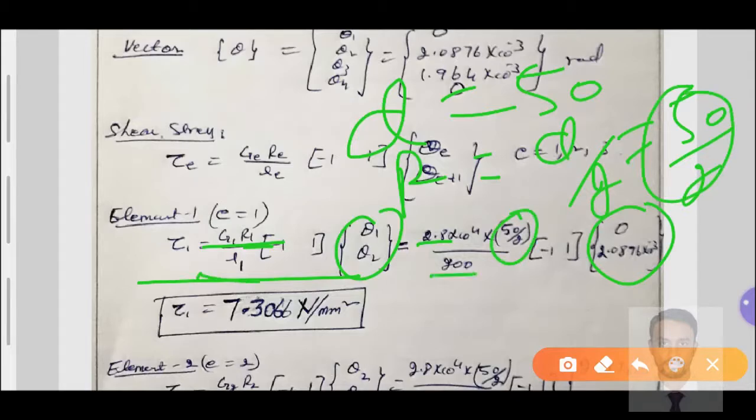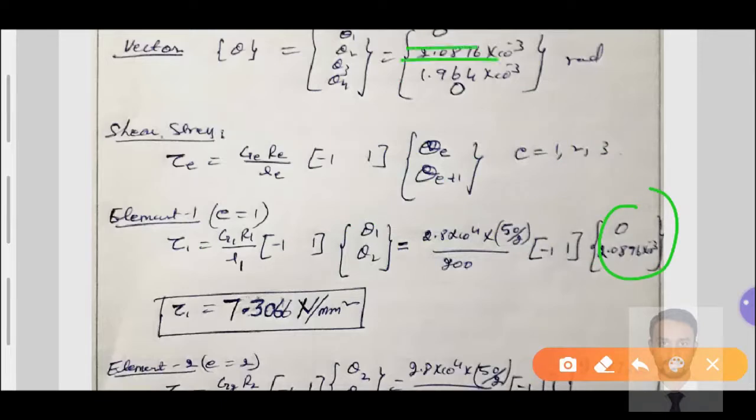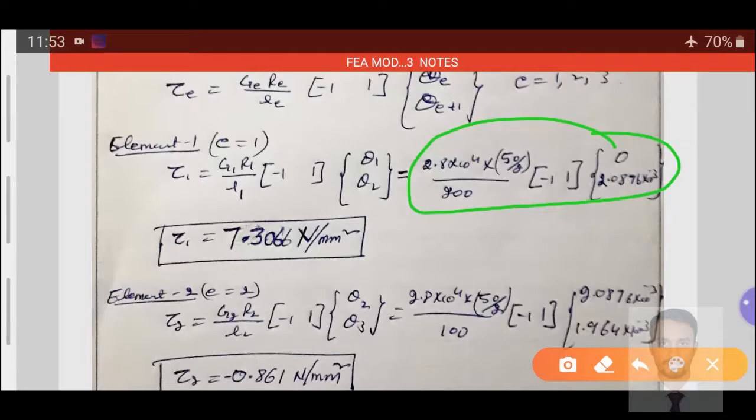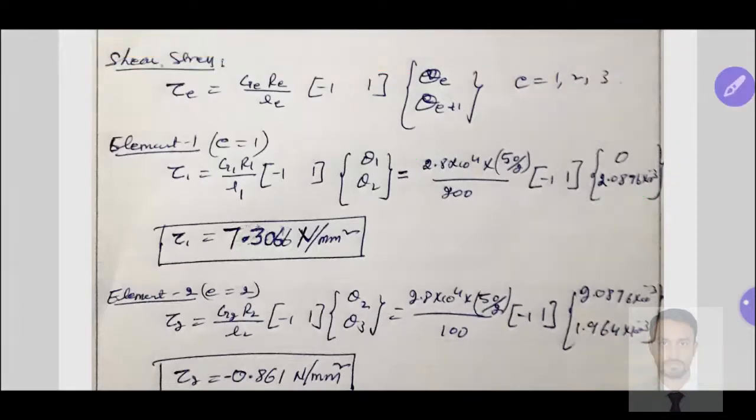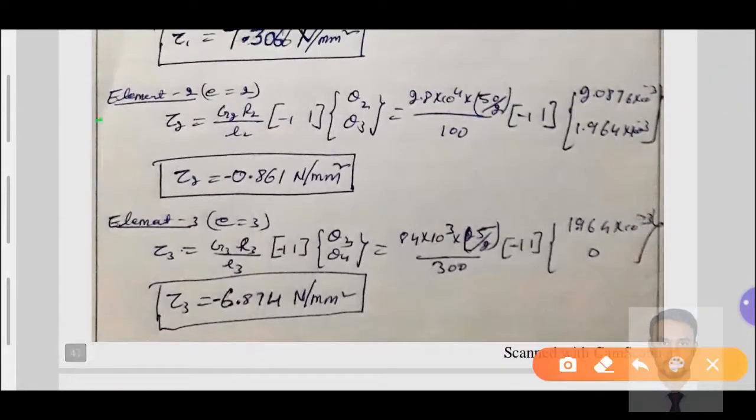The length of element number 1 is 200, taken from the figure, and the calculated values from this displacement vector we have substituted. Go through the complete procedure in the previous videos and you will get the complete idea. Solve this matrix and you will get the shear stress induced in element number 1, the aluminum shaft element. Tau 1 equals 7.3066 Newton per millimeter square.